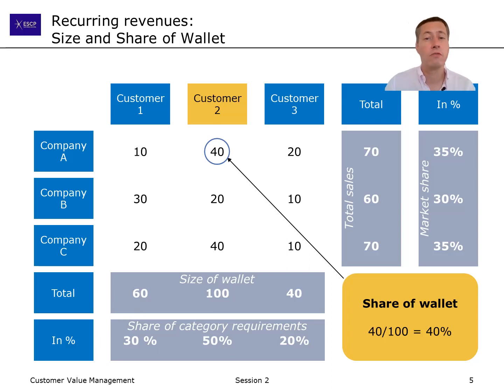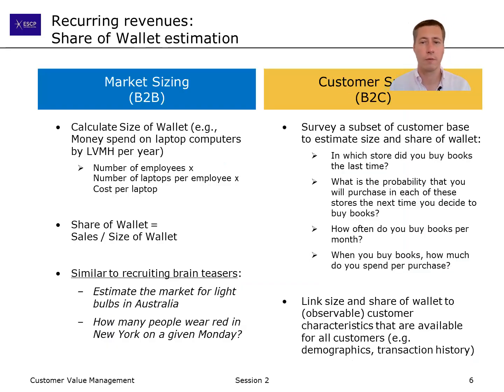How can you obtain the information needed in order to calculate size and share of wallet? This is what we focus on now. And we split between two different settings, whether we are in a B2B or in a B2C setting. If we are in a B2B setting, one thing that we can do is we can try to come up with an approach to guess how much money our customer spends on the entire product category. Let me give you an example. Assume we are at Lenovo and we produce laptop computers, and we want to find out how much money a company like LVMH spends on laptop computers per year.